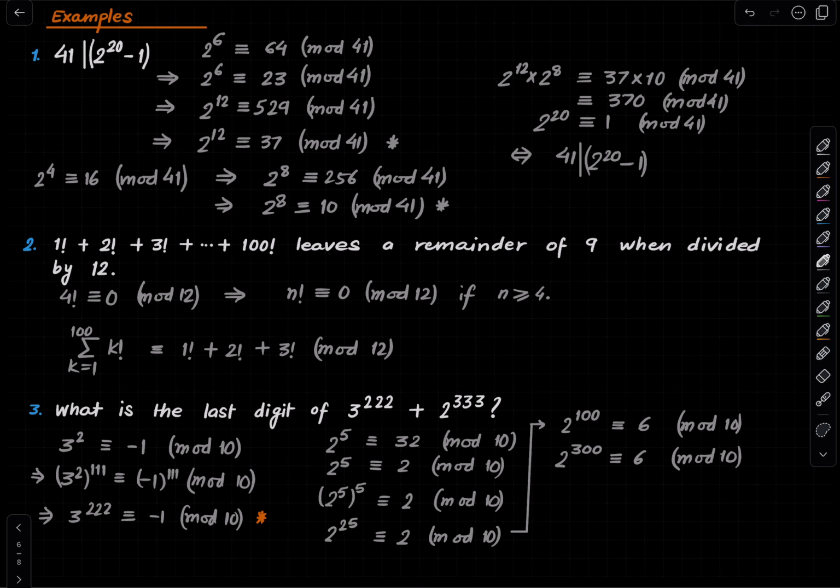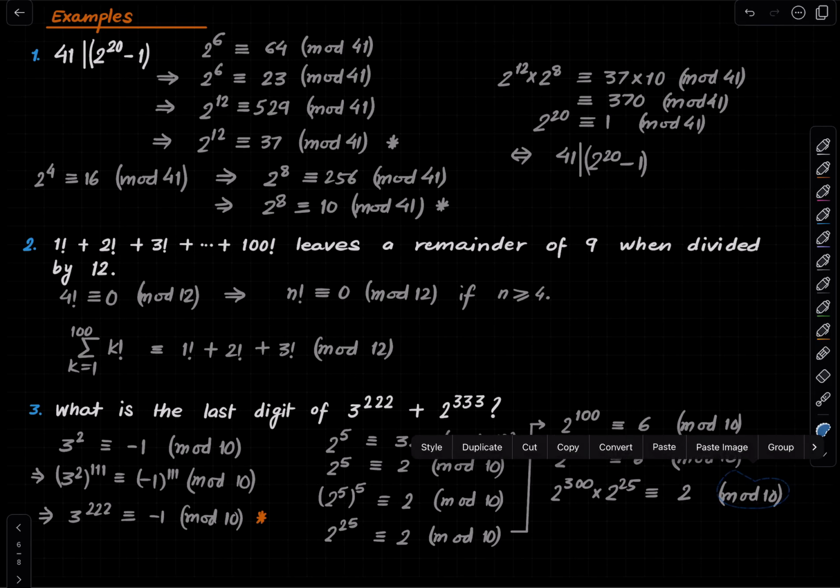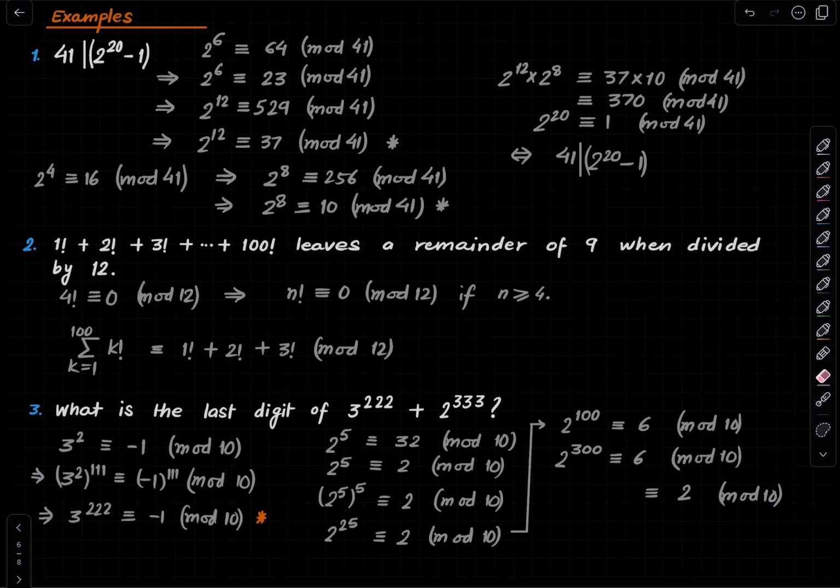Great. Now I'll multiply both sides by 2 to the power 25 again. But 2 to the power 25 is congruent to 2, so I can write a 2 here. 6 times 2 is 12. 12 is same as 2 modulo 10. So we are nearing it. We have reached 2 to the power 325. We are short by 8.